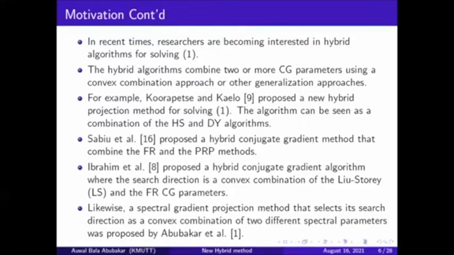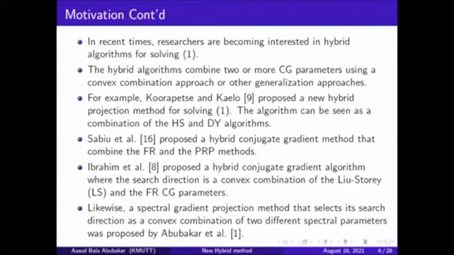So what they did is there is an HS algorithm, there is a DY algorithm. They tried to combine the two algorithms to see if they would get an improved algorithm, because both the HS and the DY have their own advantage. So combining the two, perhaps more advantage will be obtained. That's what they did. Sabu et al. also proposed a hybrid conjugate gradient method, combining the FR and the PRP method. Ibrahim et al. also proposed a hybrid algorithm, combining the Liu-Storey and the FR algorithm.